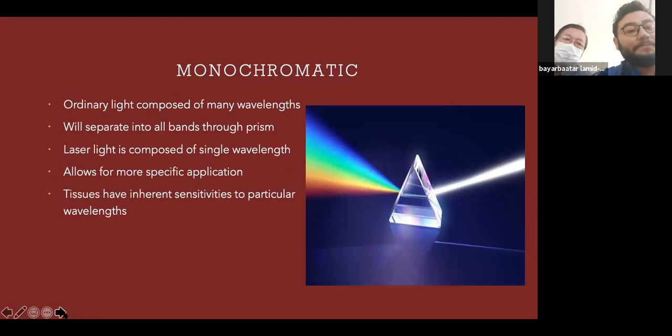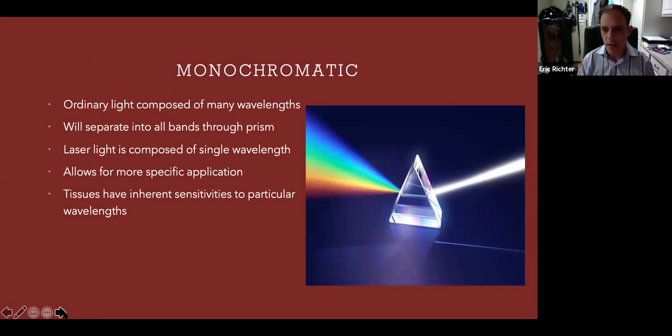Okay. And so monochromatic, that's the final one. Ordinary light, as you saw in the last diagram, is composed of many different wavelengths. And when it goes through a prism, it separates into different bands. It's actually kind of backwards: the light is coming in from the left of your screen and then going to the right and it separates. So laser light is composed of a single wavelength, and that allows for more specific tissue application. Different tissues, whether it's a stone, prostate or skin lesions that you may see, have different sensitivities to particular wavelengths. And so utilizing the different wavelengths for specific clinical applications is taking advantage of the monochromatic property of lasers.